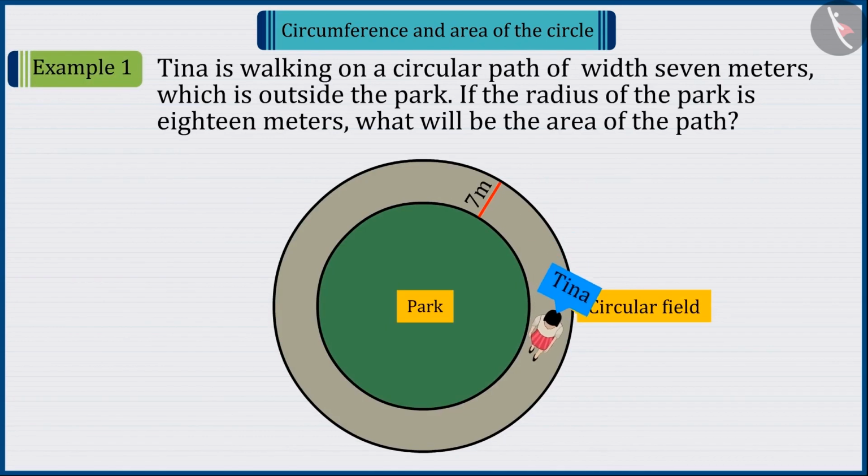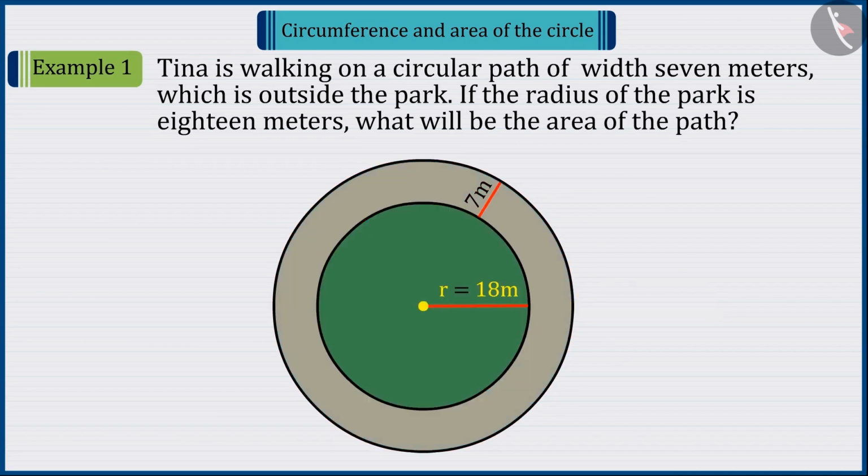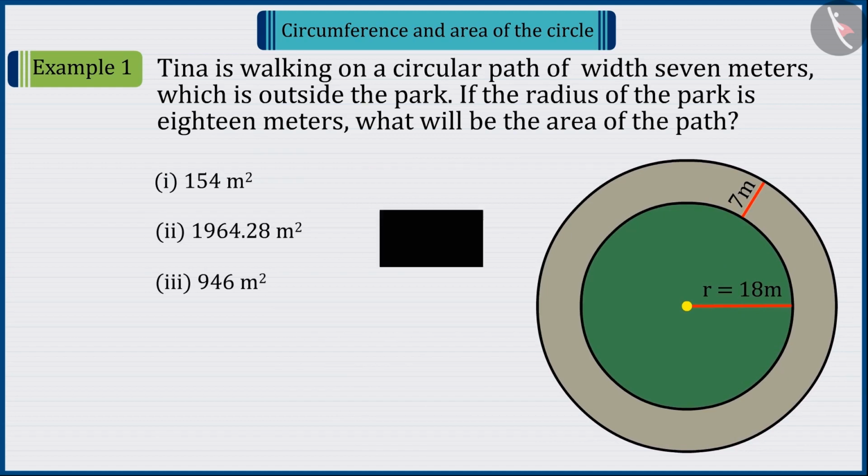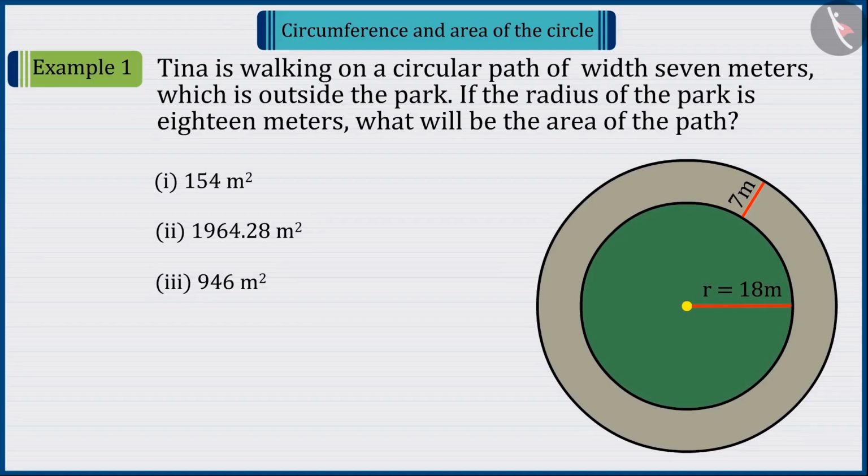Tina is walking on a circular path of 7 meters, which is outside the circular park. If the radius of the park is 18 meters, what will be the area of the path? Which of the following answer is correct? Pause the video to solve the question and then match your answer.